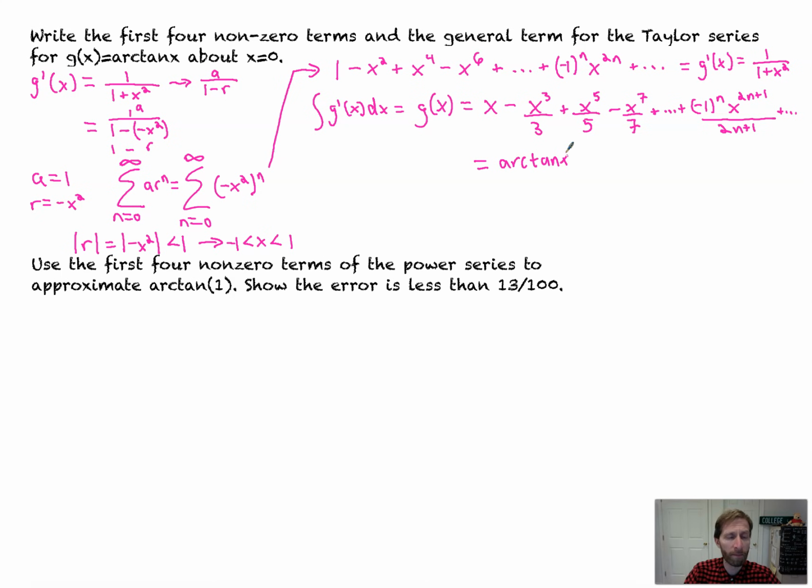Now here's the important part. Our interval of convergence for the derivative was negative 1 to 1, not including either of those endpoints. I want to point out that at x equal to 1, if we were to plug in x equal to 1 and do a test of this, you would get 1 minus 1/3 plus 1/5 minus 1/7 plus dot dot dot plus negative 1 to the n all over 2n plus 1. And that is a converging alternating series. So this series converges at x equals 1. Why is that important?